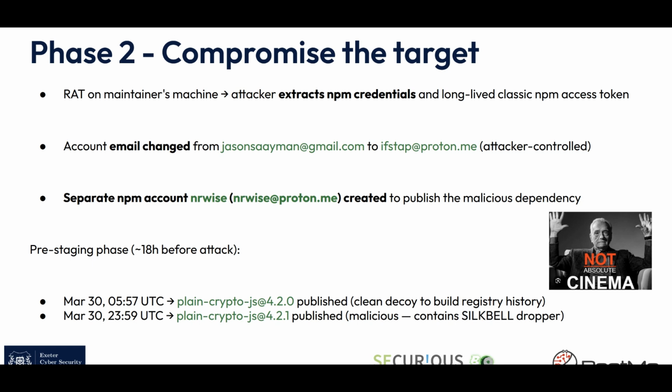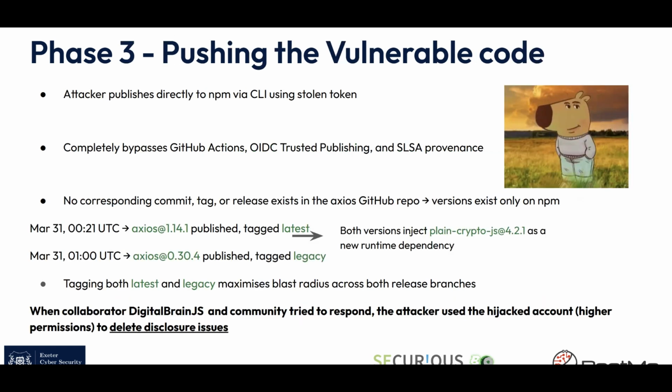And they created a separate account to publish the malicious dependency, plain-crypto. Because if the same email published the dependency, the link would be made straight away. So they thought about this as well and created a different account to publish plain-crypto, which is the malicious dependency. So they released, as we said before, the two versions of plain-crypto. The first one is clean, and the second one was a bit bad and had a dropper in it.